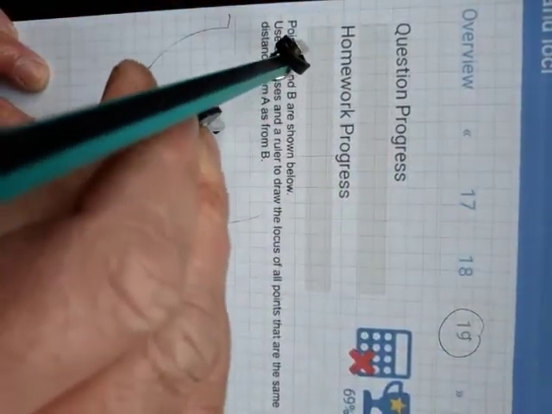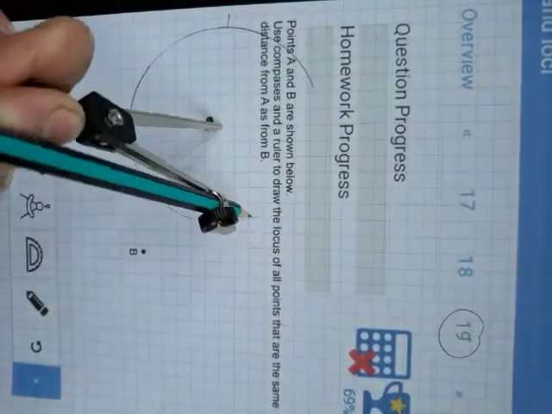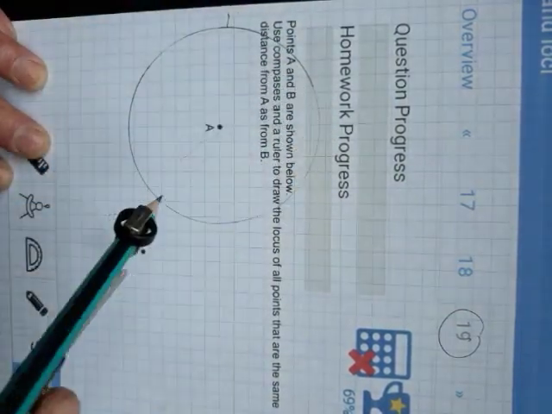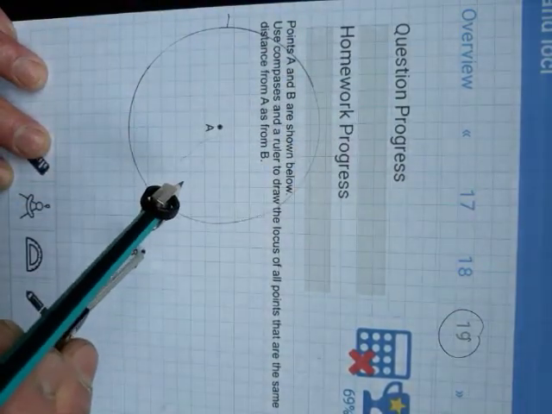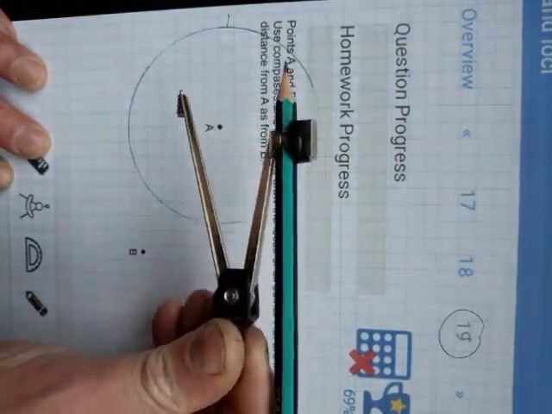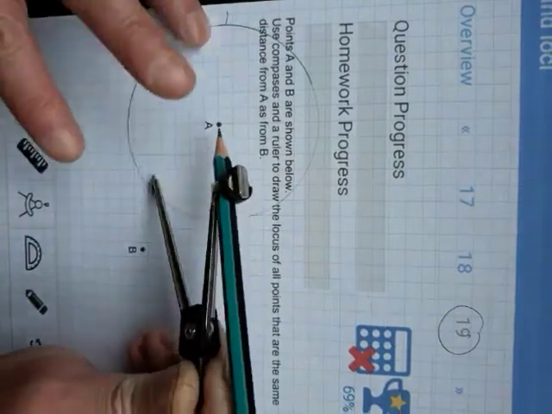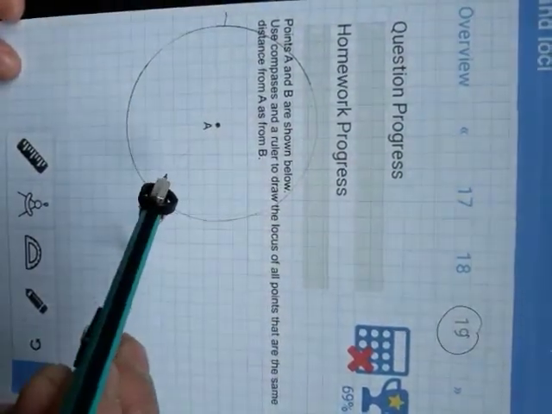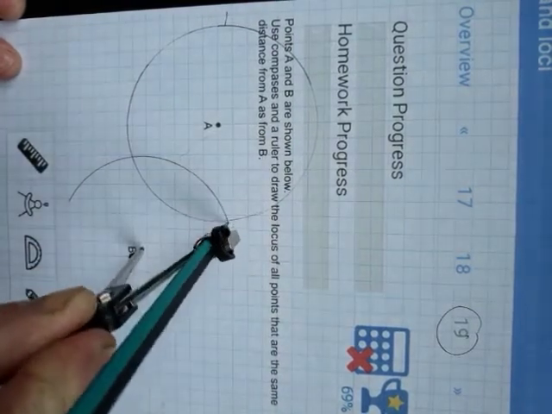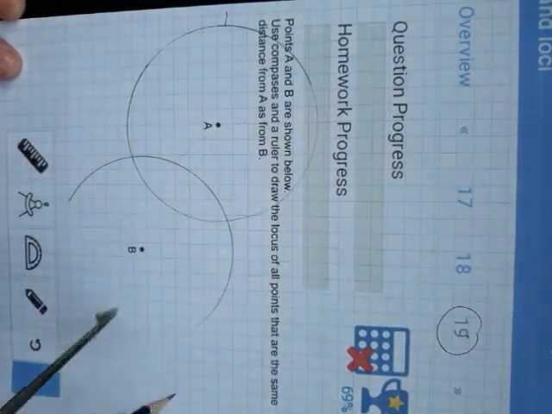We don't need all the circles, because all I'm really interested in is the intersection point. So I move my compass without affecting the radius, that distance there. I move to B and do the same. Once I've got those intersection points, I can stop that circle, I don't need it anymore.